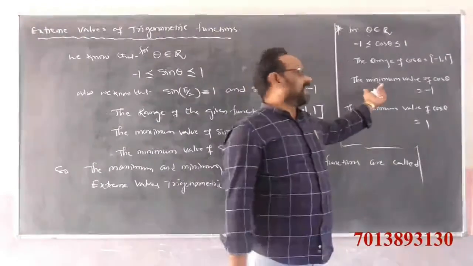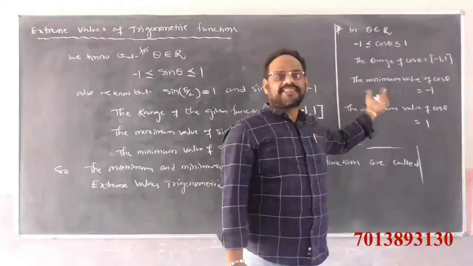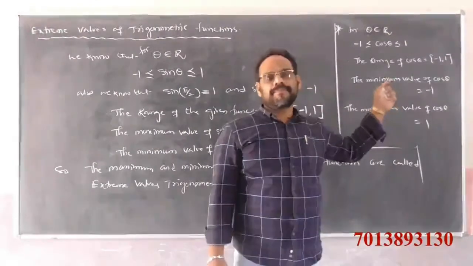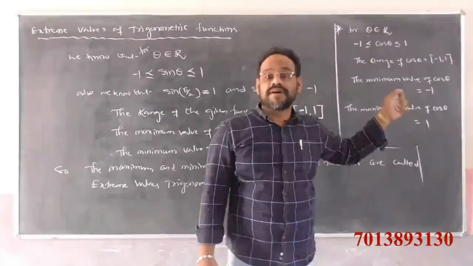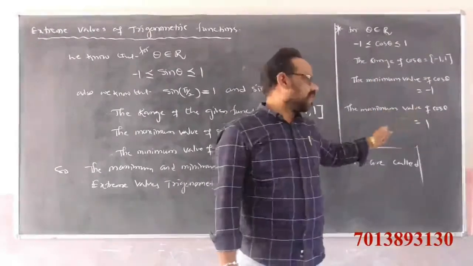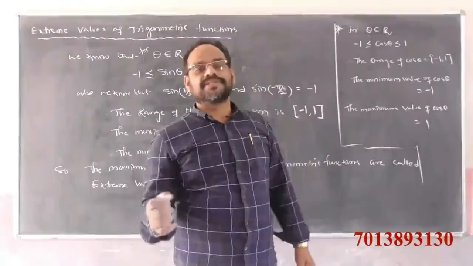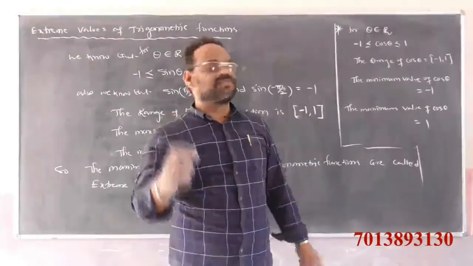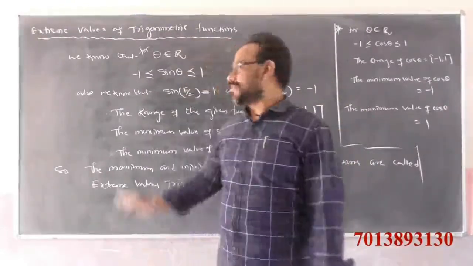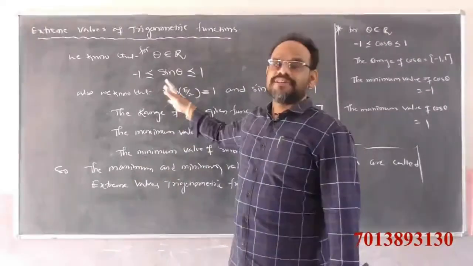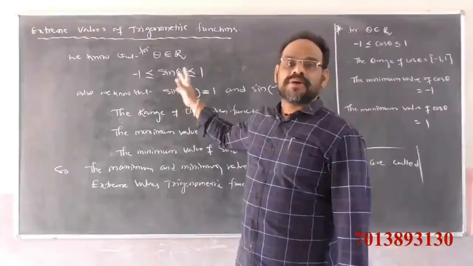So the extreme values of cos theta are minus 1 and plus 1. The same holds for sin theta also. The extreme values of sin theta are also minus 1 and plus 1.